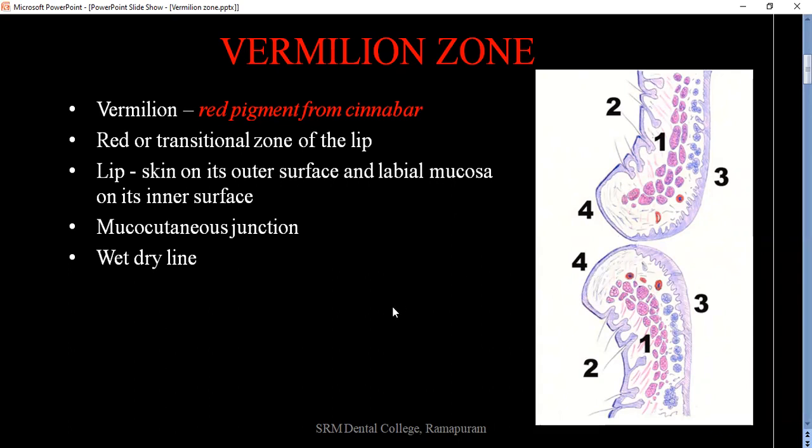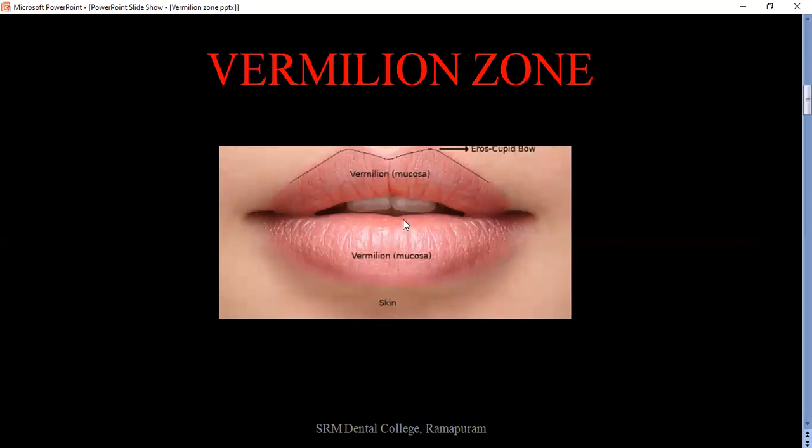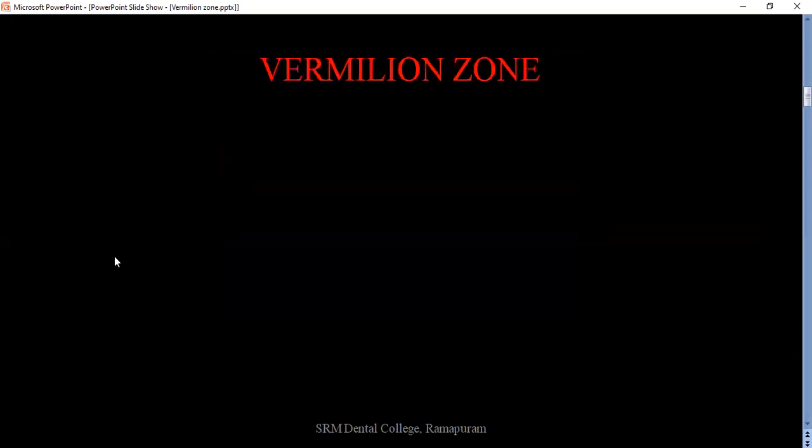So what is the other name? It is the red zone or the transitional zone. So this particular region is the Vermilion border, whereas this is the Vermilion zone. The upper Vermilion zone and the lower Vermilion zone are otherwise called the red zone or transitional zone.